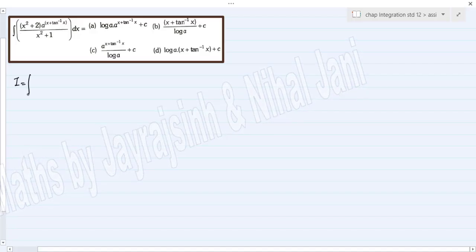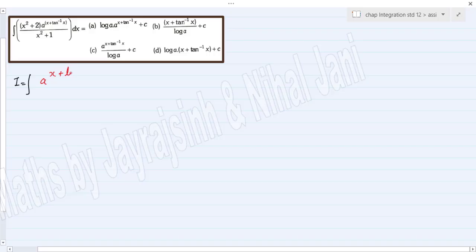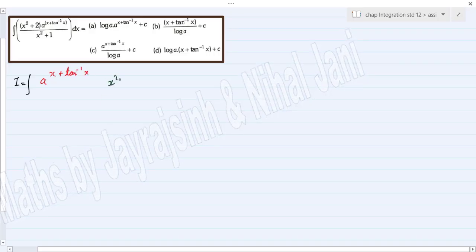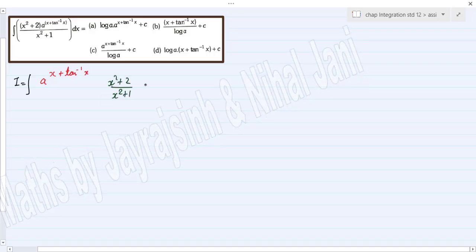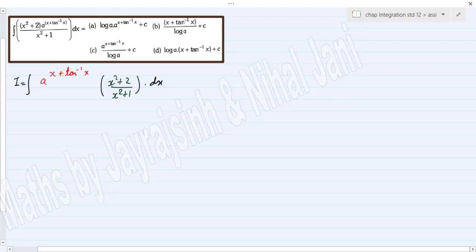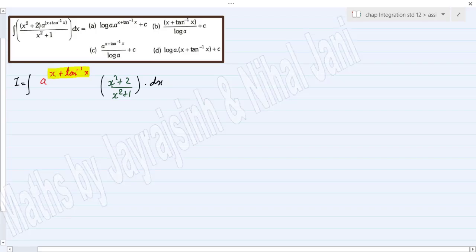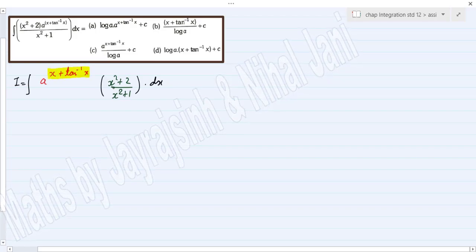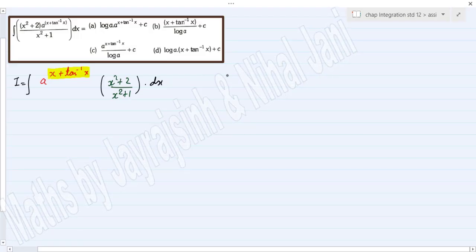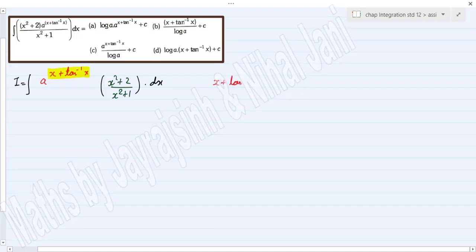Here we have to integrate e raised to x plus tan inverse x into x square plus 2 upon x square plus 1 dot dx. As you can see, x plus tan inverse x is an inner function, and differentiation of tan inverse x is available, 1 upon x square plus 1. So let's try to simplify our integration by assuming x plus tan inverse x is equal to t.